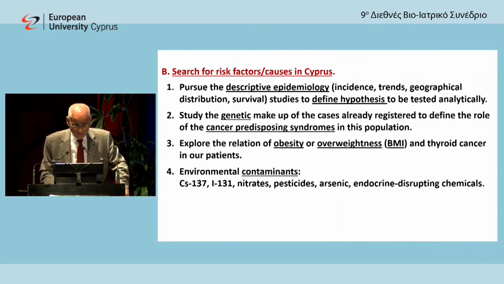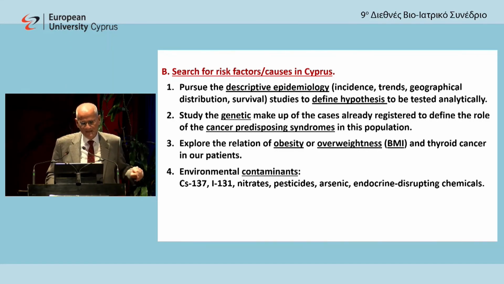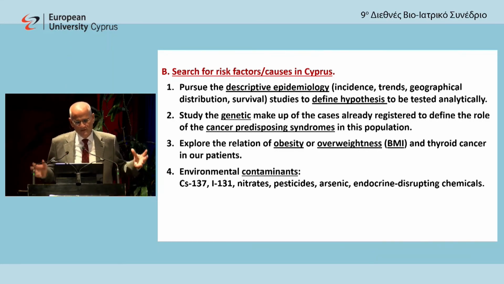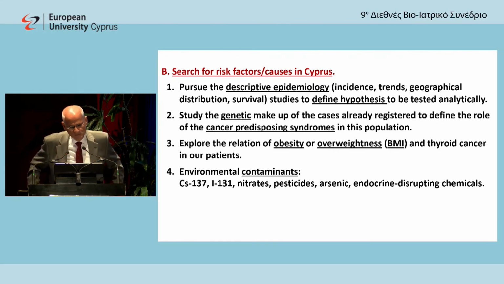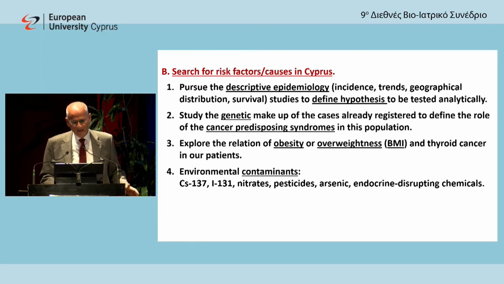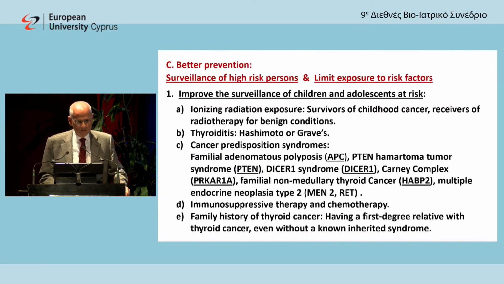Environmental contaminants, very interesting, because there are a number of studies being done in Cyprus now for radon, cesium 137, iodine 131, and nitrates, arsenic, endocrine disrupting chemicals, but they are disparate studies, and we will now try to put all this together by close cooperation between pediatric oncologists, epidemiologists, certainly, and other scientists, to see if we can find any solution. And again, being an island, perhaps we can discover certain things because of this situation.